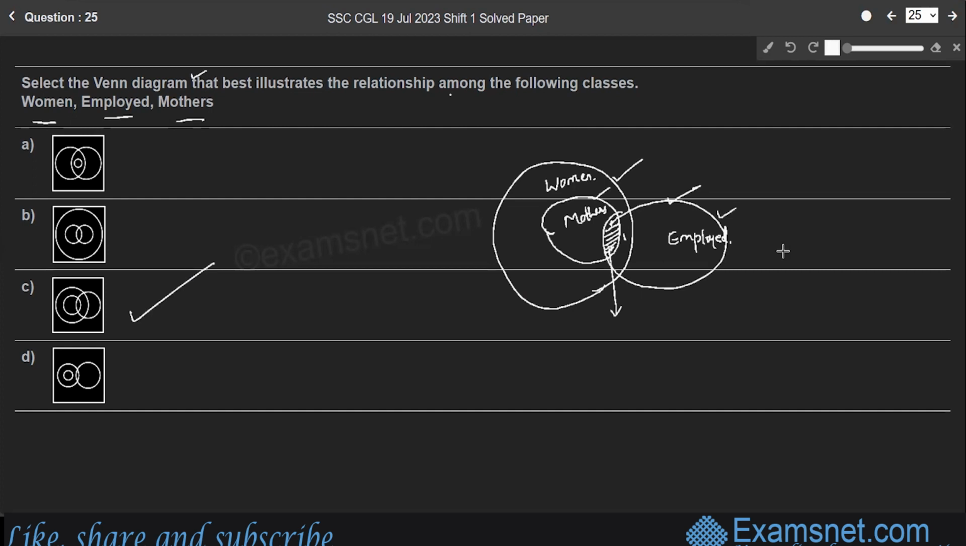In the set of employed, some employed are women, and some are mothers. In the set of women, some women are mothers. In the set of mothers, some mothers are both, that means of course they are women, and some mothers are employed as well. Therefore, option C is the right answer.